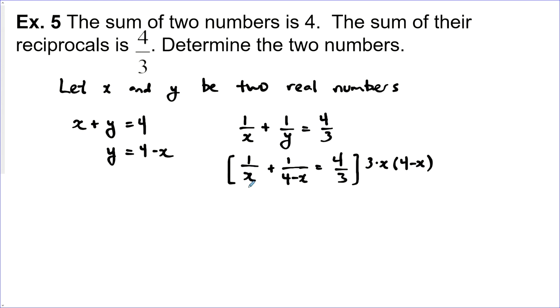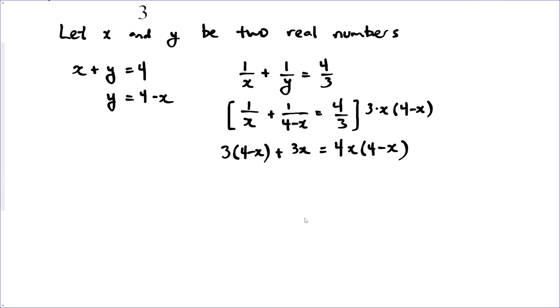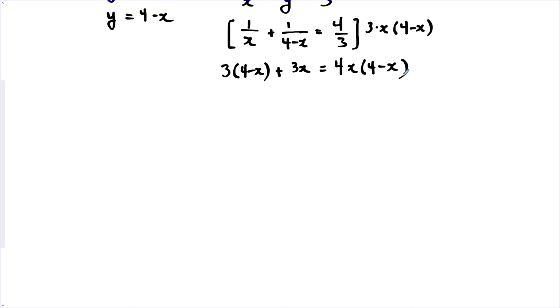In the first term, the x's will cancel, but we're left with the 3 and the 4 minus x. So 3, 4 minus x. In the next term here, the 3 and the x will show up, and the 4 minus x and the 4 minus x will cancel, so it won't show up. Then we've got the 3 and the 3 will cancel. There's a 4 already here, so 4x and 4 minus x. And now in one step we've gotten rid of the denominator, and usually once there's no denominator, then students don't have a hard time solving it from here.